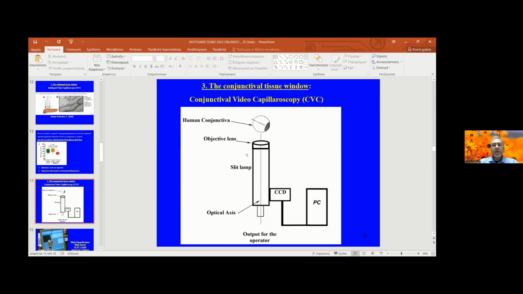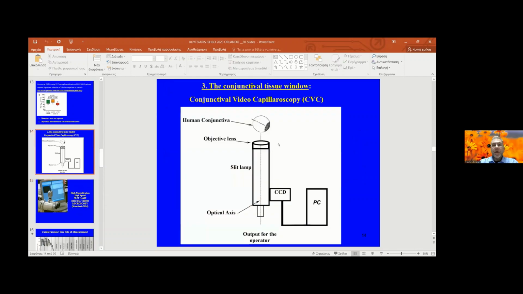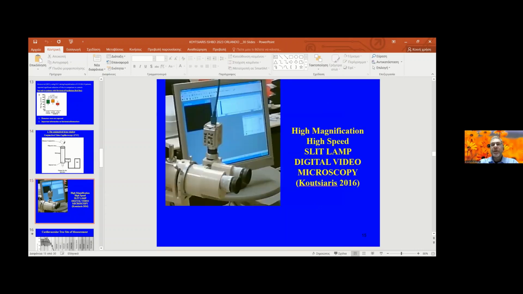This is our experimental setup, and this is the slit lamp, the CCD camera, and the personal computer. And here you can see our high magnification, high speed slit lamp digital video microscopy. This is the CCD camera. This is the computer screen with a dedicated software for image analysis.